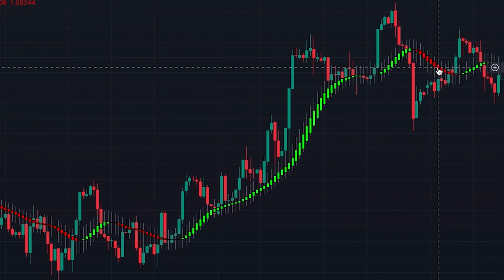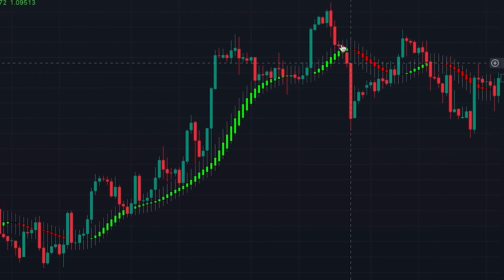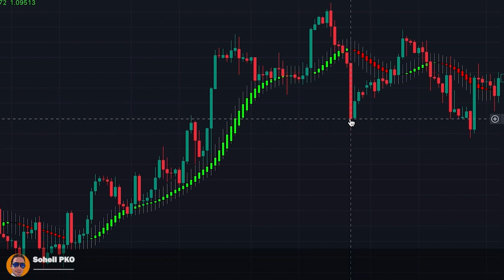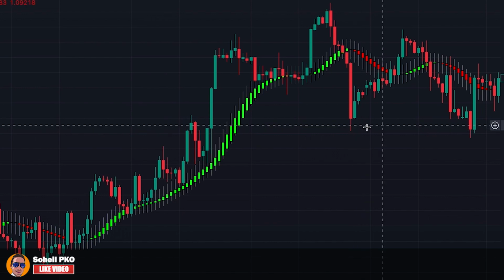Or for another example here, you can see that the price went below the Heikin Ashi candles, but we don't instantly conclude that a downtrend started, and we wait to see if the price can break the support level or not.